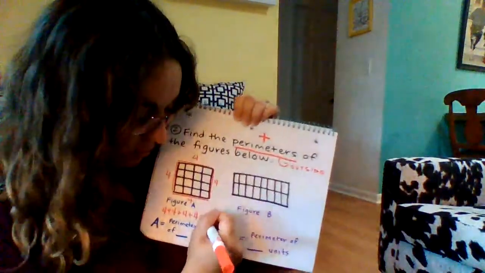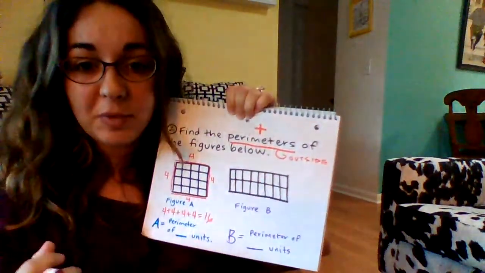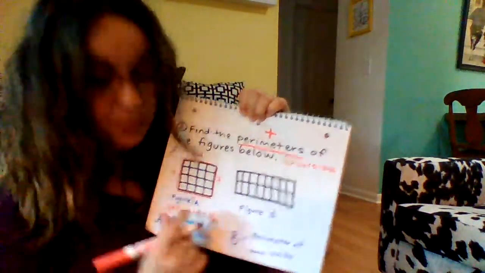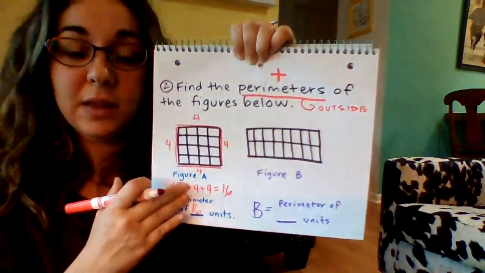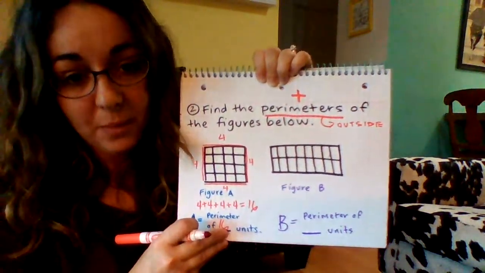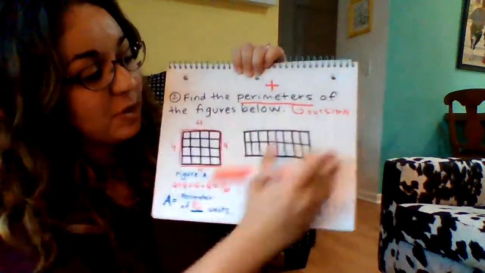Okay, so 2 ways to think about that. 4 plus 4 plus 4, right? Okay. So I know the perimeter of this shape is 16 units, not square units, just regular units. Okay. Now let's find the perimeter of this shape.